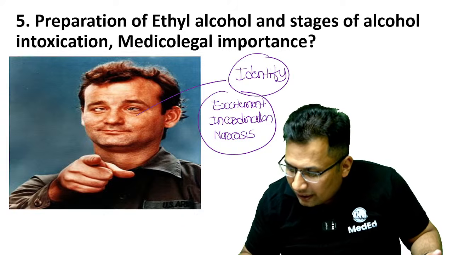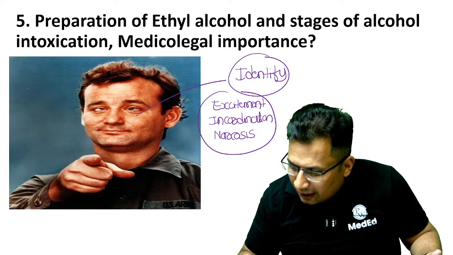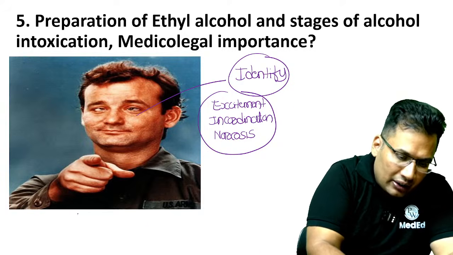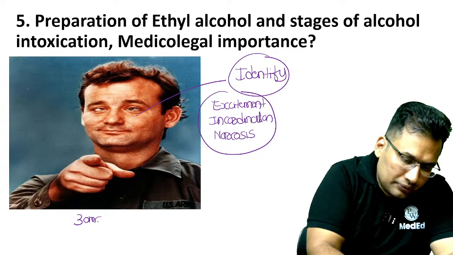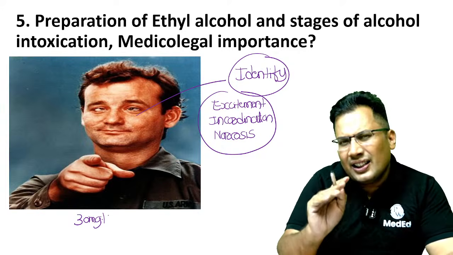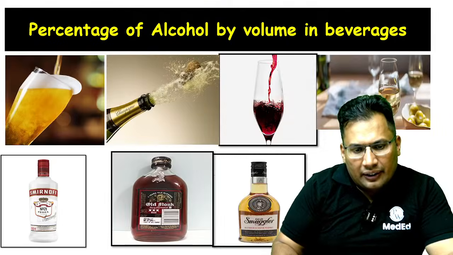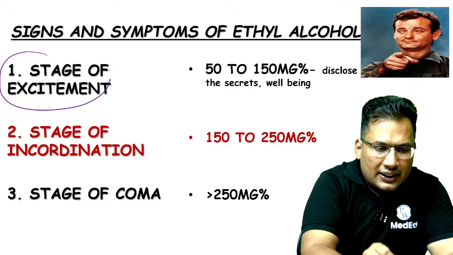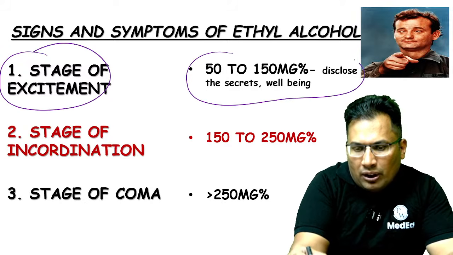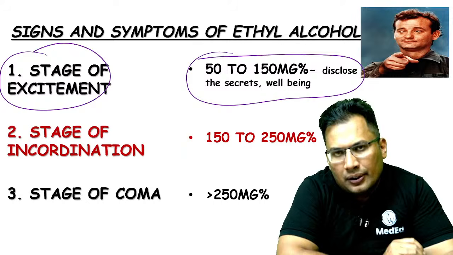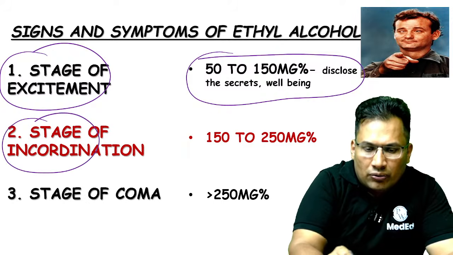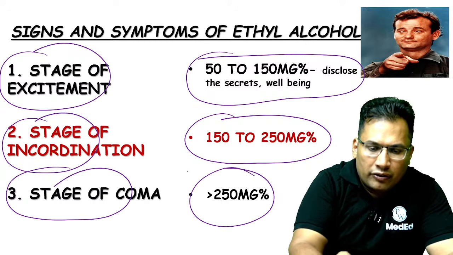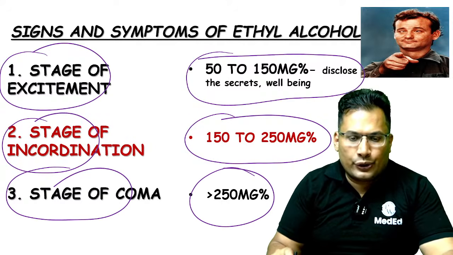Excellent. So, many answered. Manak Datta, Tanya Sharma, great. Now, legal limit of alcohol, you can write 30 milligram percentage in the exam. There are three stages, like this you can write. Stage of excitement, 50 to 150 milligram percentage. Stage of incoordination, 150 to 250 milligram percentage. Stage of coma, more than 250. This is a 3 marks question.